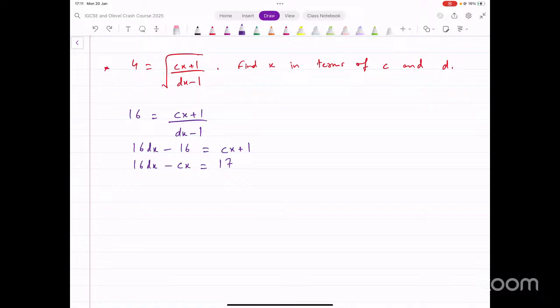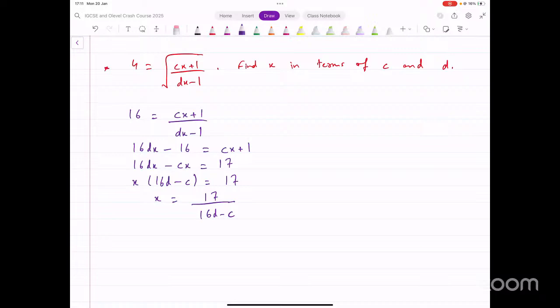So in this case, we want to make x the subject. We take x common from the left side, and that leaves us with 16b minus c equal to 17. And now we can divide by 16b minus c, so 17 goes on the other side, and that is 17 over 16b minus c. That is x made the subject of this equation. And we have x in terms of b and c here. Okay, so you should be able to make a variable the subject of an equation like this.